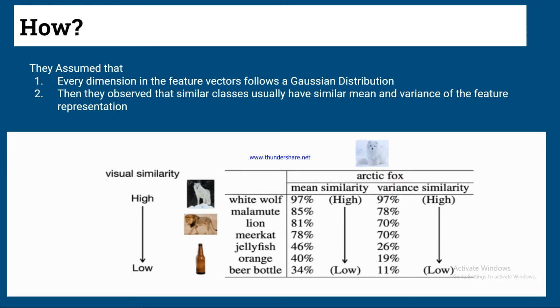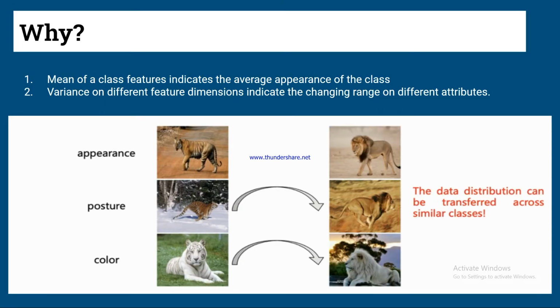They assume that every dimension in the feature vector follows a Gaussian distribution. Whatever feature vector they have, it follows a Gaussian distribution. Then they observe that similar classes usually have similar mean and variance of feature representation. In this figure, we can see the mean similarity and the variance similarity of white wolf and malamute. So similar classes have similar mean and variance of feature representation. But why did they do this?